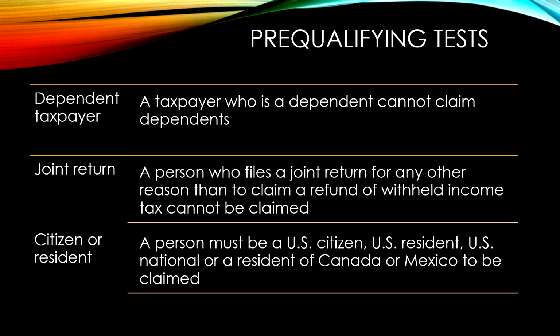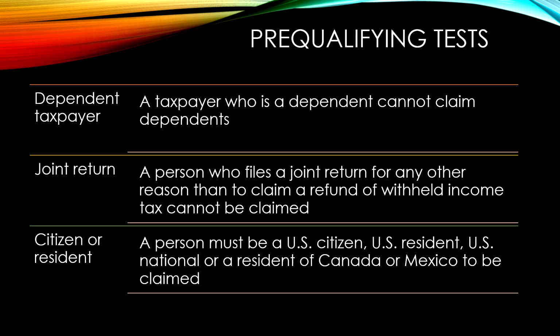Our 3 pre-qualifying tests are the dependent taxpayer test, the joint return test, and the citizen or resident test. Now, the dependent taxpayer test is actually not a test for our potential dependent, it's a test for our taxpayer. And as we talked about a few slides back, a taxpayer who is a dependent cannot claim a dependent. And this is fairly intuitive. If the taxpayer is not supporting themselves, it's unlikely that they are able to support another person.